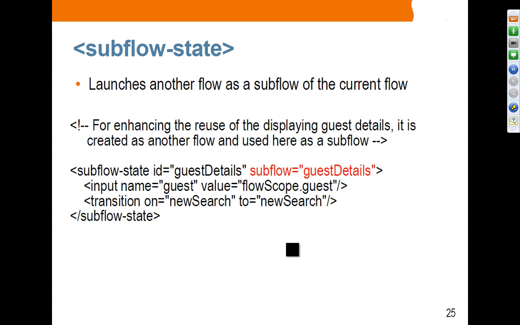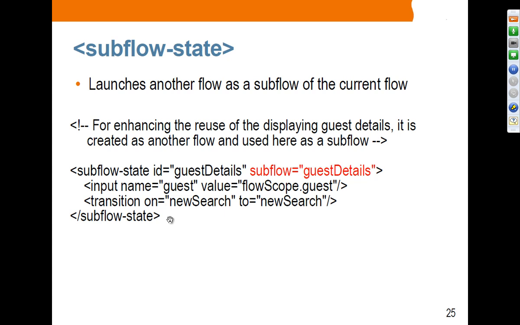Subflow state lets you launch another flow as a subflow within the current flow. The reason you might want to create a subflow is that if it can be captured as a reusable flow in other flows or in another application, that could be a good thing to capture as a flow. So this is for enhancing the reuse of displaying guest details. It is created as another flow and used here as a subflow. So here, the guest details state is a subflow state, which is basically using guest details as a subflow.